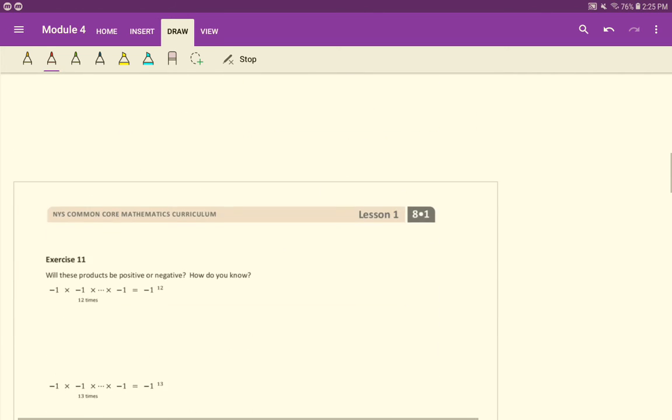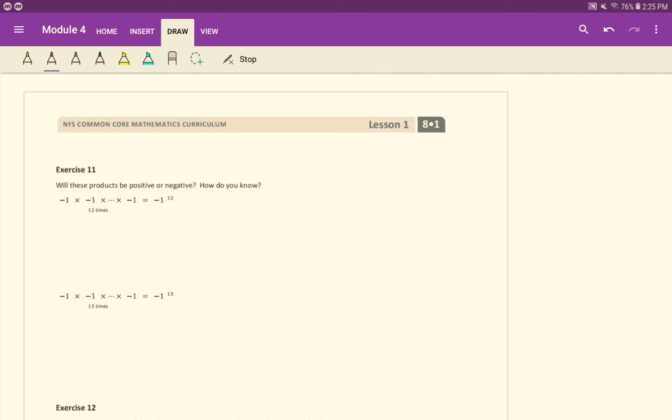All right, moving on. Next question here in exercise 11, will these products be positive or negative? How do you know? Okay, so let's think about this here. If we just have negative 1 to the first, that's going to be negative 1, right? If we have negative 1 to the second, that's negative 1 times negative 1, not 2, we get positive 1. If we have negative 1 to the third, what's that going to be? Negative 1 times negative 1 times negative 1, which, negative 1 times negative 1 is positive 1, but then times that negative 1 will be another negative 1.